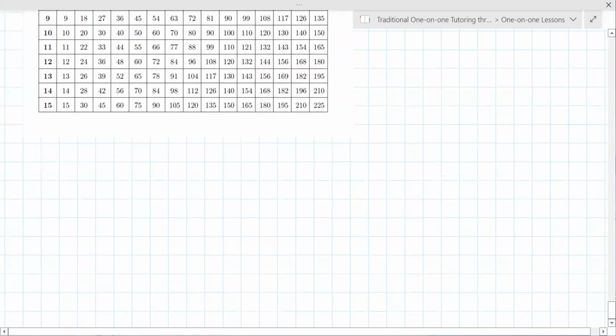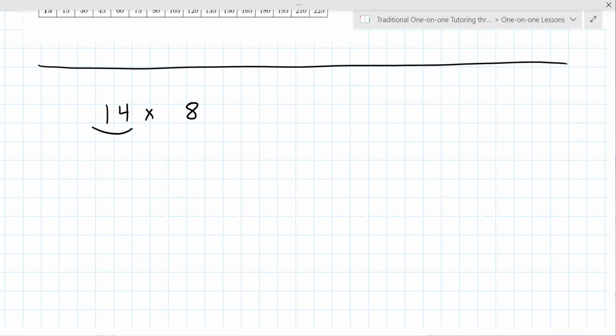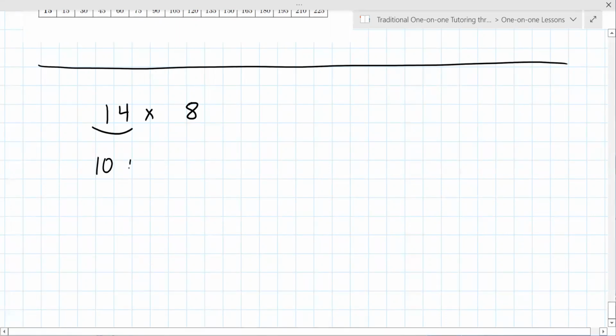Okay, let's do another problem here. That's the only way we're gonna get better at this, is to do a lot of problems. So let's go, 14 times 8. Okay, so I want you to break apart 14. What two numbers make up 14? 10 and 4. So you're going to multiply 10 times 8 plus 4 times 8. So you have to be able to come up with both of those numbers.